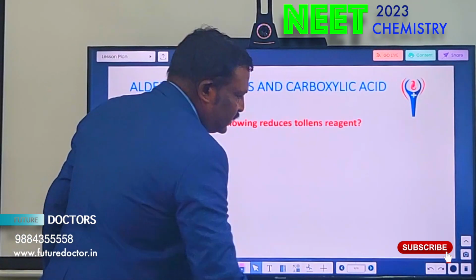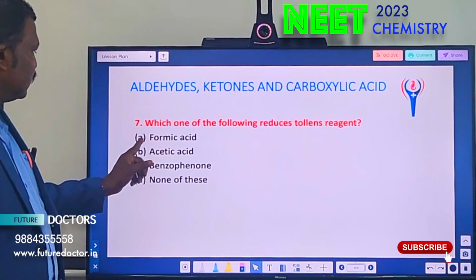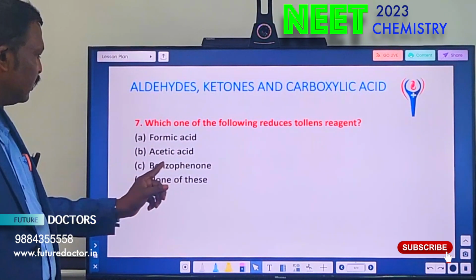Next one, last question, seventh one. Which one of the following reduces Tollens' reagent? Option A, formic acid; option B, acetic acid; option C, benzophenone; option D, none of these.